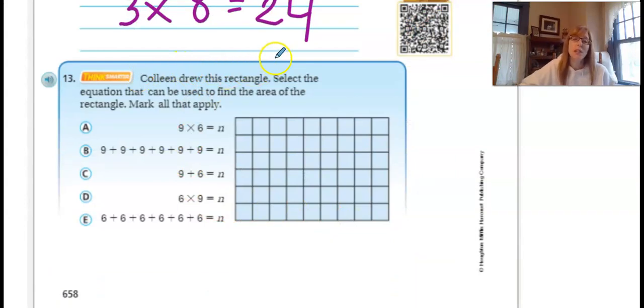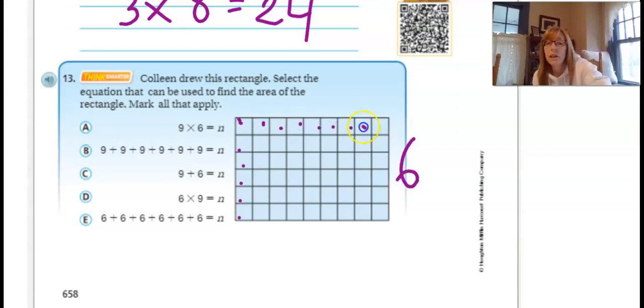All right, Colleen drew this rectangle. See this rectangle down here? It's a beautiful rectangle. And it says select the equation that can be used to find the area of the rectangle. Mark all that apply. So first of all, what we should do is count these up. So we have 1, 2, 3, 4, 5, 6. So we have 6. 1, 2, 3, 4, 5, 6, 7, 8, 9.